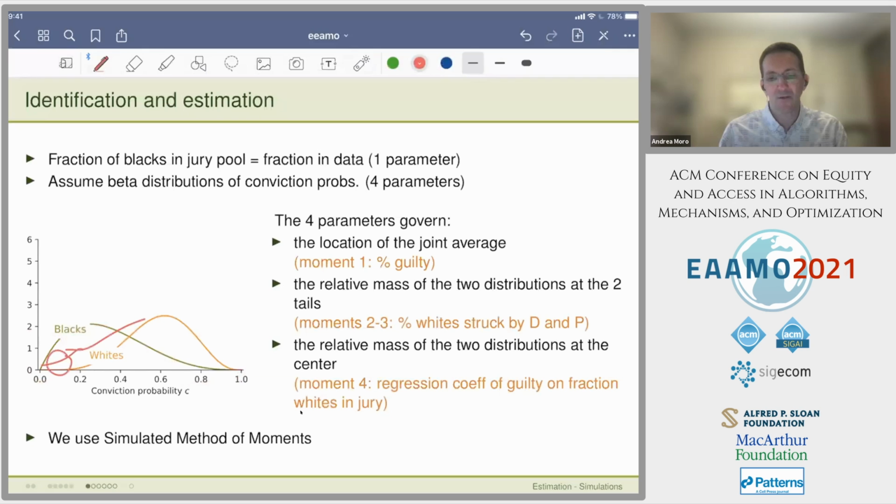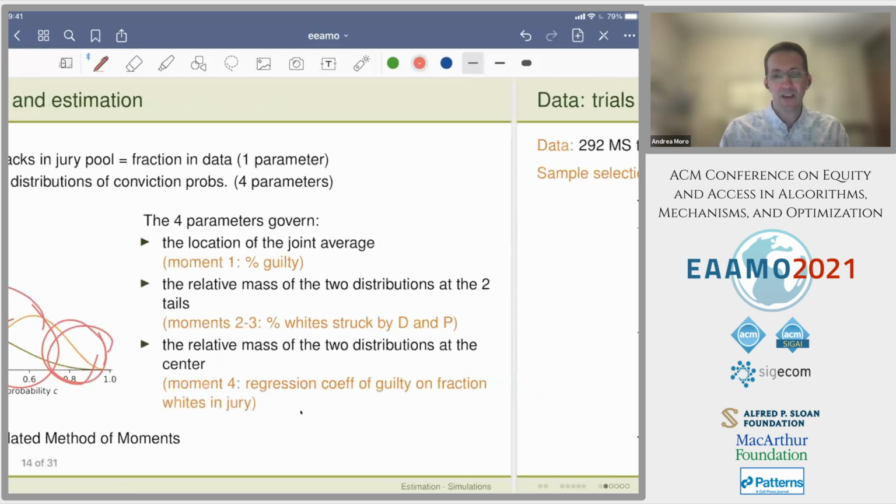Okay, so this will govern the percentage of whites struck by the defense, and the other, this tail, the defense, and this tail, the prosecution. And also you can govern the relative mass of the 2 distributions in the middle, which essentially affects how the number of whites in the jury increases or decreases the probability of somebody being found guilty. And so we use a simulated method of moments to match these data.